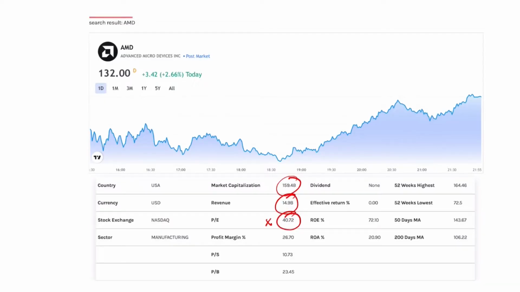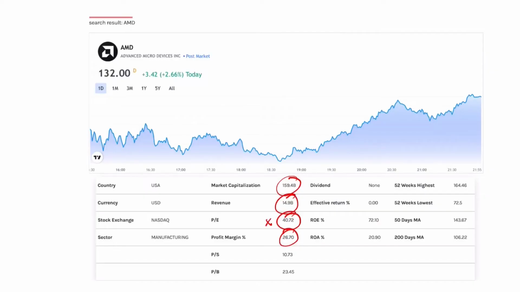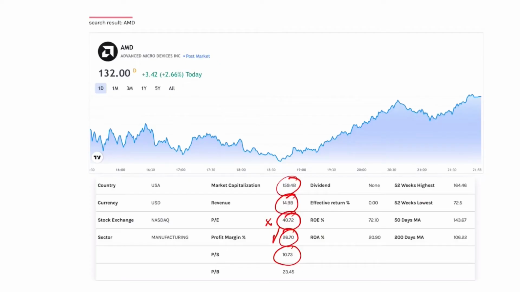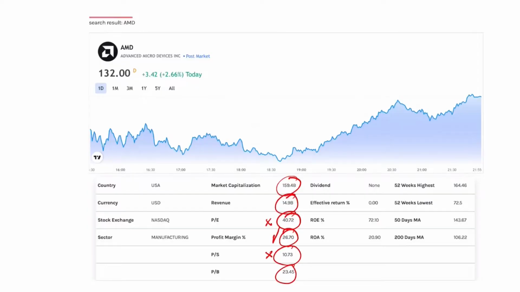Now, their profit margin is at 26%. I like companies with a profit margin of 15% or higher. So having 26%, I like it. So that is a go for me. Now, price to sales ratio is at 10. Normally, I like companies with a price to sales ratio of maximum 4. So having 10, that is just too high for me. So that is a no for me. Now, price to book value is at 23. Now, I like companies with a price to book value of maximum 3. So having 23, that is just way too high. So that is a no for me.